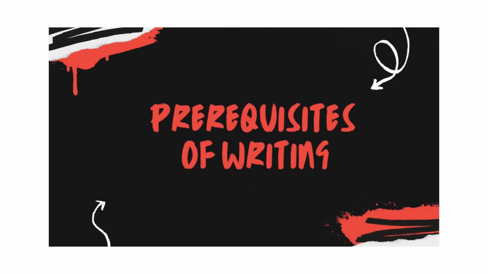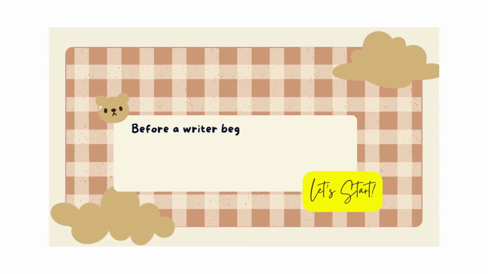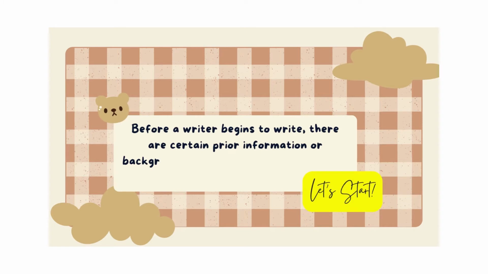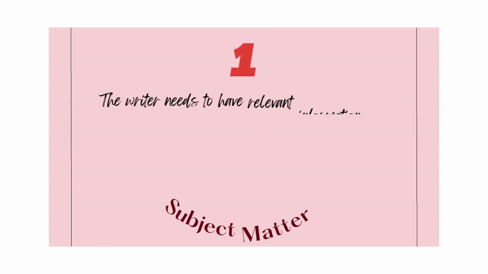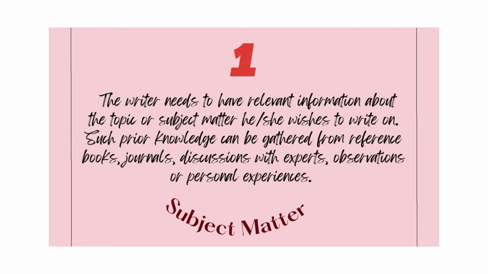Now let's move on to prerequisites of writing. Before a writer begins to write, there are certain prior information or background knowledge he or she would need to have. Let's start checking those. First is subject matter. The writer needs to have relevant information about the topic or subject matter he or she wishes to write on. Such prior knowledge can be gathered from reference books, journals, discussions with experts, observations, or personal experiences.